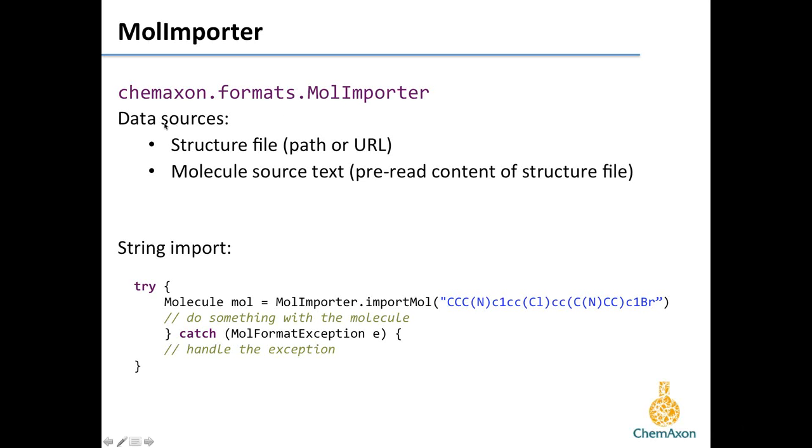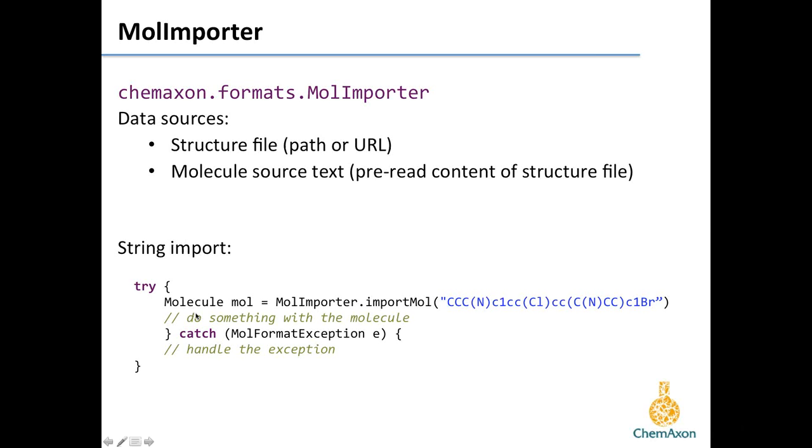So MolImporter allows you to import structures from either a structure file, such as an SDF or an RDF, or a URL or a particular path. You can also import molecules from a source text, such as the pre-read contents of a structure file or a string that's passed in from another source. For this example here, we're just going to import a SMILES string and create a molecule object.